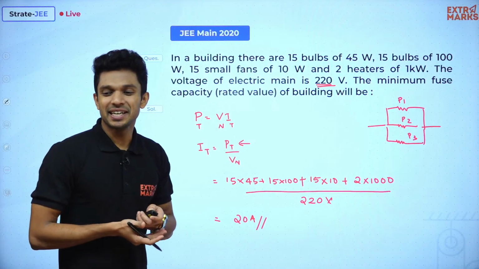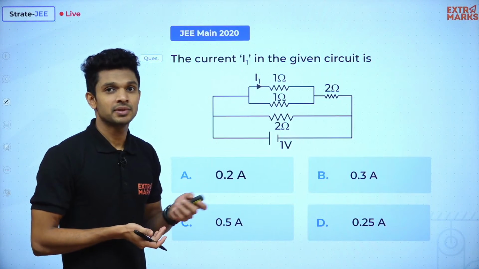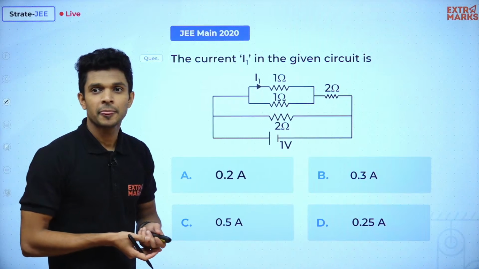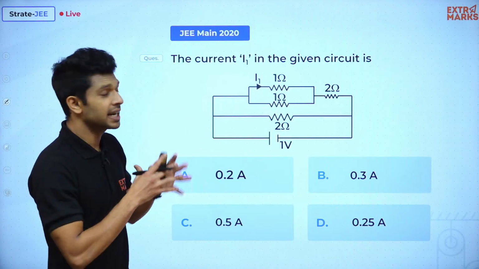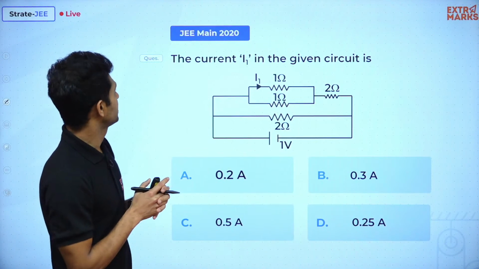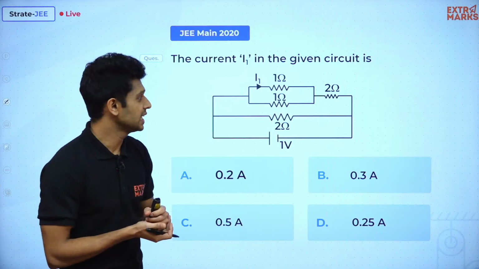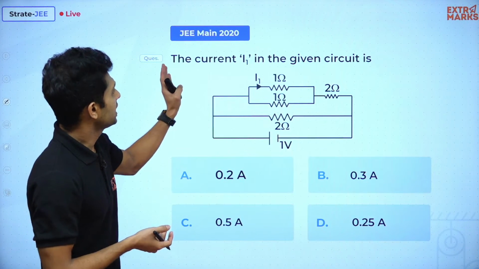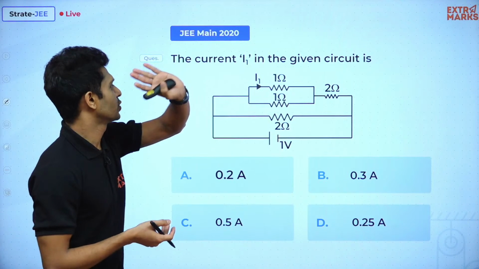Okay, ठीक है, बढ़िया. So we are proceeding further. The answer is 20. I hope you all got it. ठीक है ना? So अगला question पे जा रहे हैं. And this is a question which came for JEE Main 2020. Let's solve it out. The current I1 in the given circuit is.